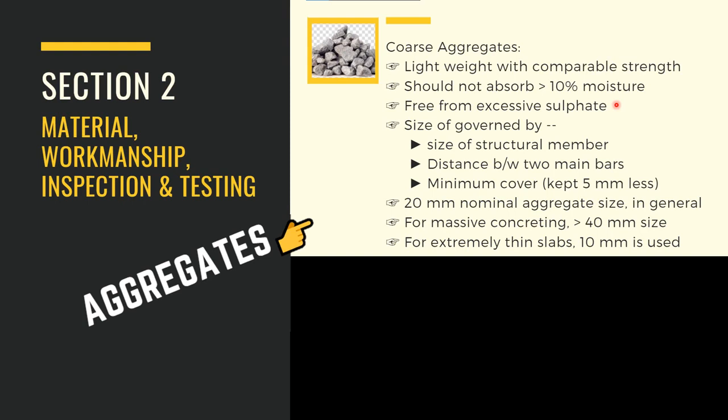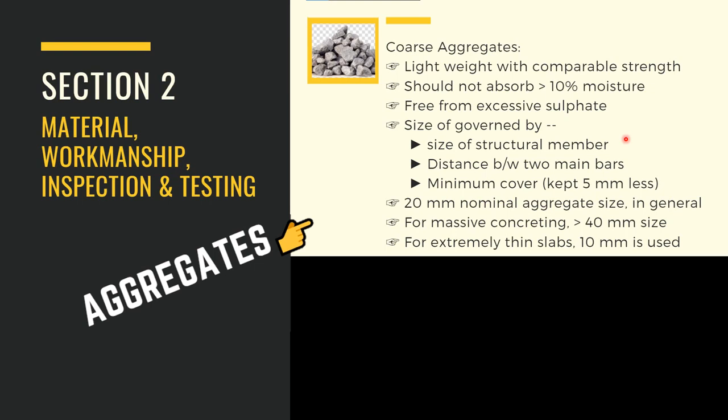In order to avoid those attacks, the coarse aggregate should be free from excessive sulfate, or we can use the sulfate resisting type of cement. Now the size of coarse aggregate is governed by three factors. First one is size of structural member. Size of structural member here refers mainly to the thickness of the member.